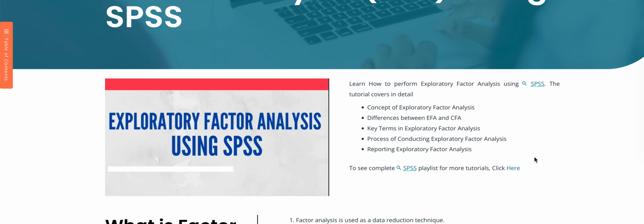First, learn how to perform EFA analysis using the tutorial covered in detail. Number 1, concept of EFA. Second, difference between EFA and CFA. These both are techniques of factor analysis. The first, EFA, we call exploratory factor analysis, and CFA is confirmatory factor analysis. Key terms in exploratory factor analysis: process of conducting exploratory factor analysis, and reporting exploratory factor analysis.